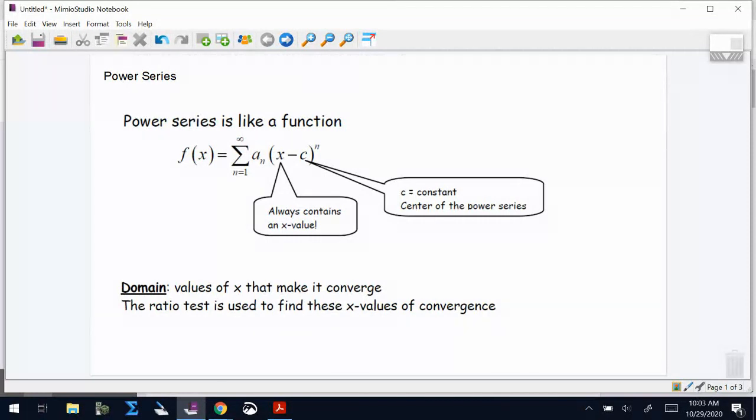The domain of your power series is going to be all the x values that create a converging series. The way that we figure out when it will converge and when it won't is we use the ratio test. Since we just did the ratio test, I think it's best to go right into this section because you're now actually going to be utilizing the ratio test with pretty much every question in this particular topic. The ratio test is going to find those x values that create convergence.